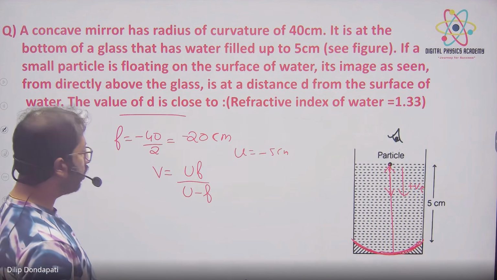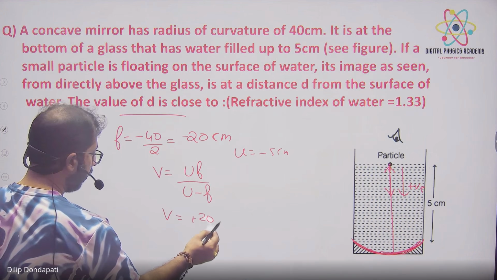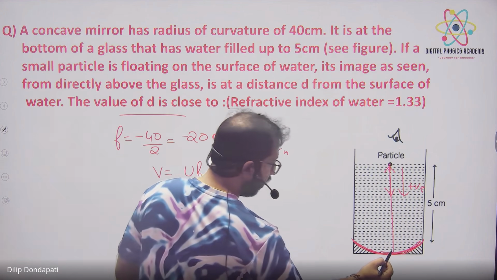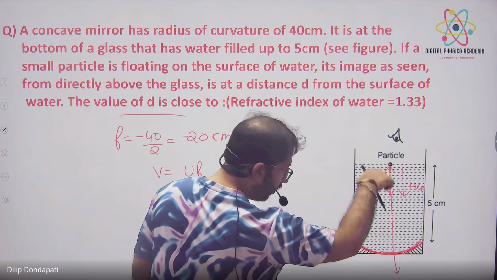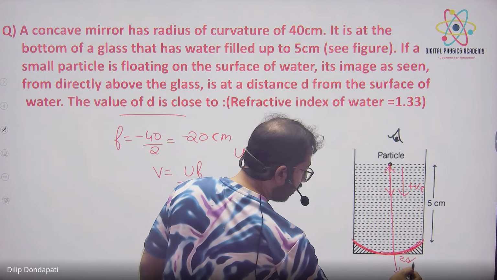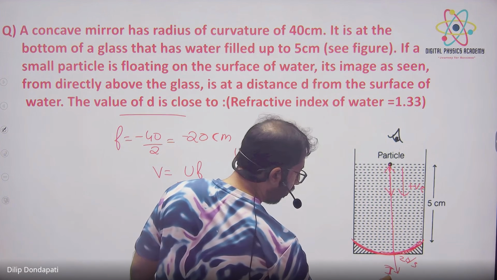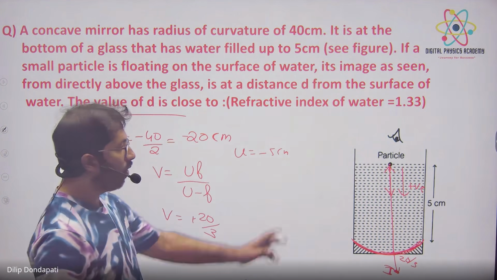Plus 20 by 3 or minus 20 by 3? Plus. Plus 20 by 3 will come. That means the image from the pole is going like this, right? Now, in the same direction as the incident ray, the image is formed at 20 by 3. Now this is acting like a virtual object for this one.